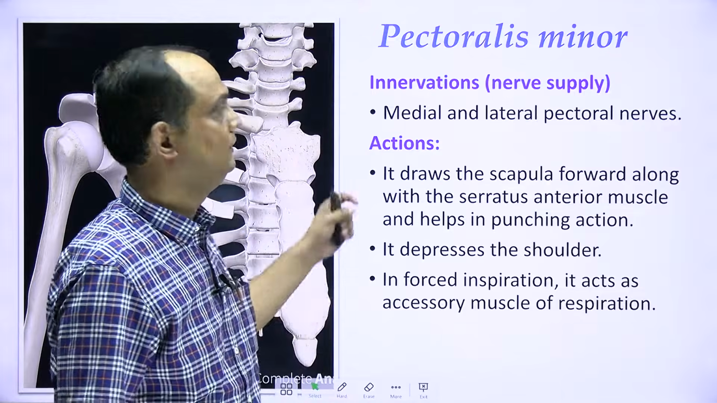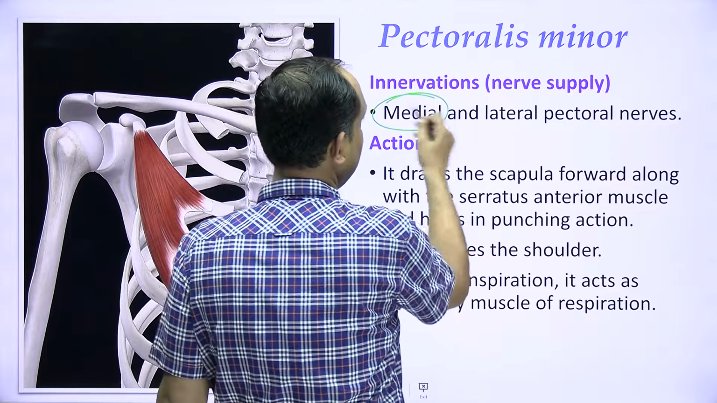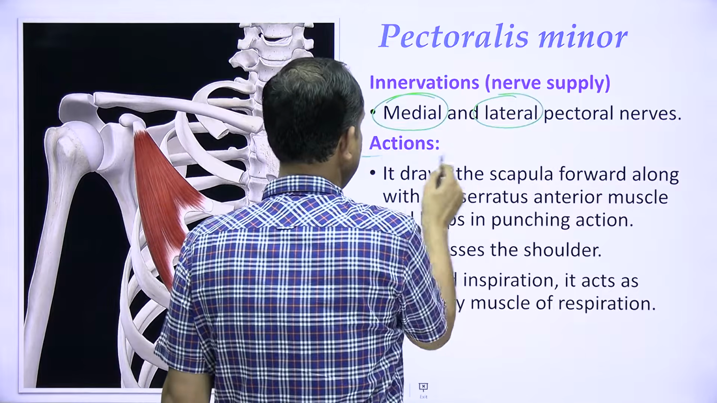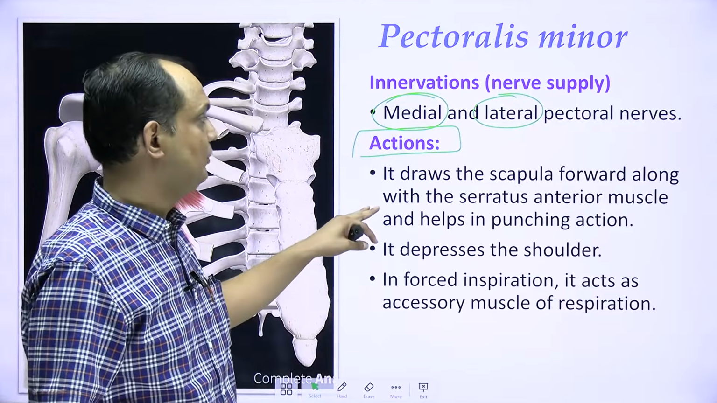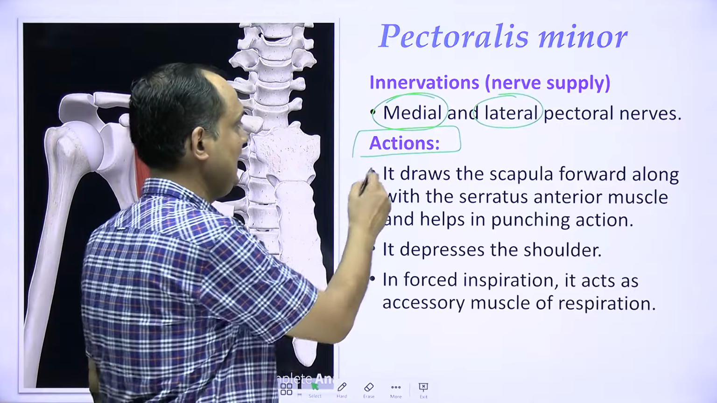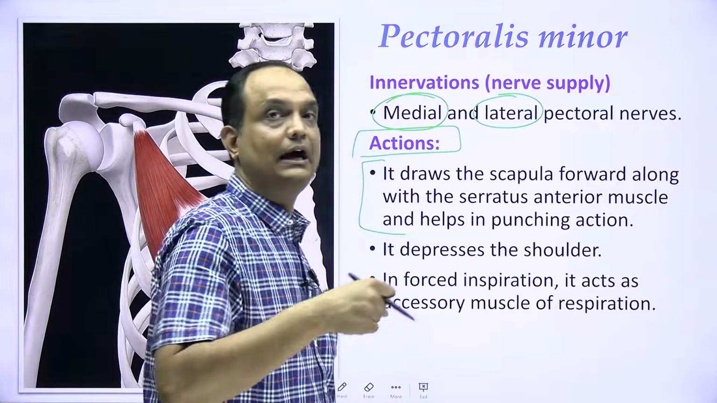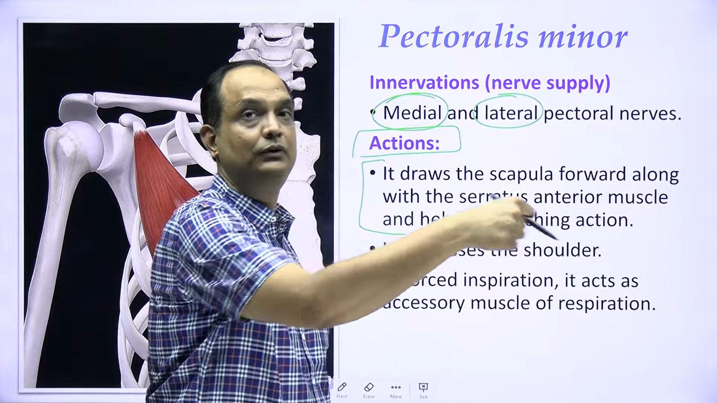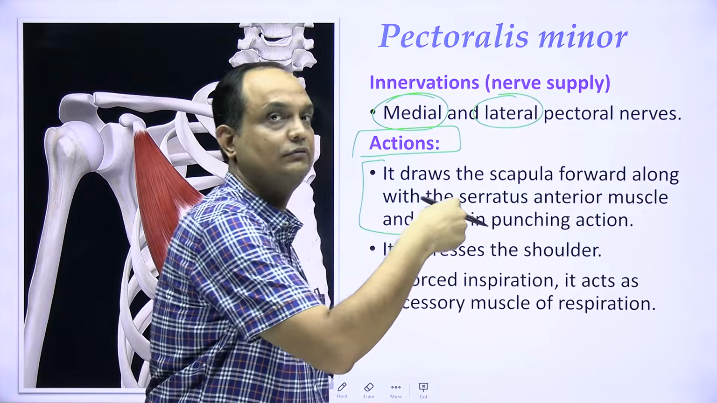Now, what are the nerve supply and action? It is again having dual nerve supply by the medial and lateral pectoral nerve. Now, when you will see the action, it draws the scapula forward along with the serratus anterior muscle and helps in the punching action. What does it mean? It is again one of the muscles which is helpful in punching and pushing, which is known as protraction of the scapula.